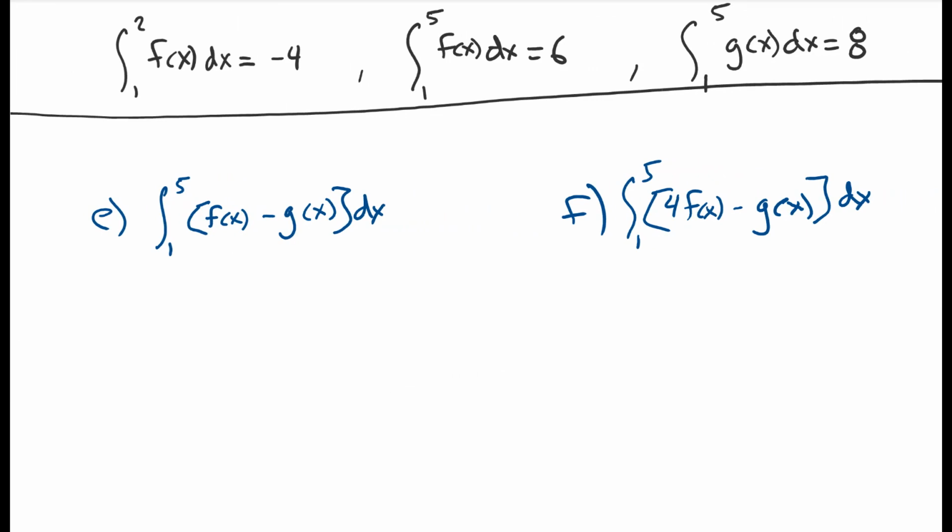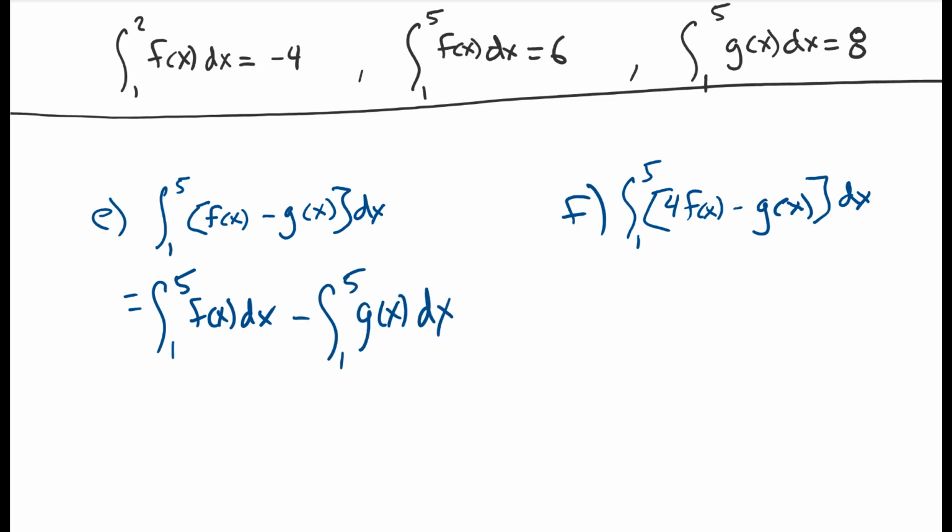Let's do 1 and 5. Now, I don't want to play around with this. We're just going to say this is equal to the integral from 1 to 5 of f of x dx minus, and then we break it into pieces. We learned that part. We already know that from derivatives and limits and everything we've done. So now we just put our answers in.